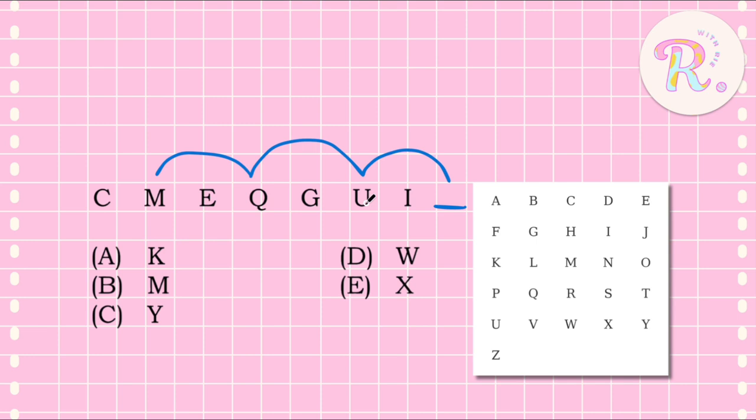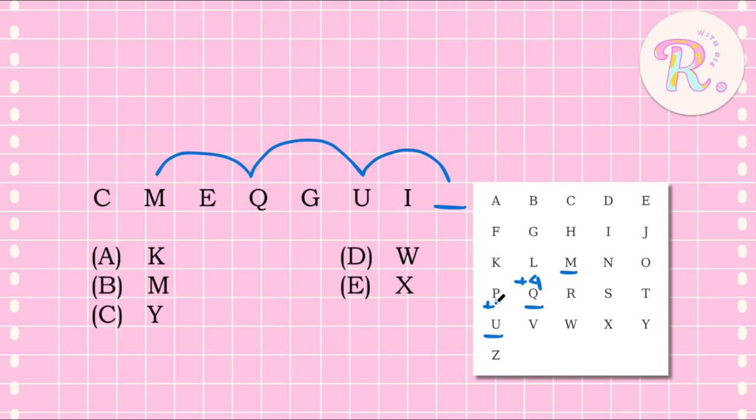Okay, so these are the letters and relationships that matter. So we have to find out how M relates to Q, to U, and to the blank. Okay, so let's start with this one. So M, 1, 2, 3, 4. 4 places to the right ng M yung Q. So that's plus 4. Okay, let's see how it relates naman to U.